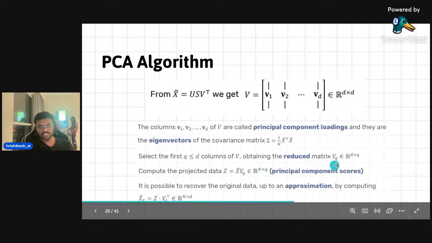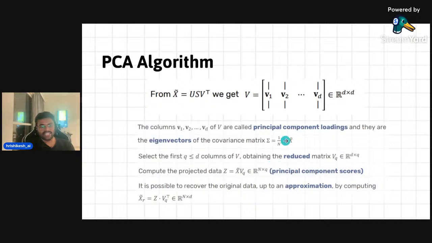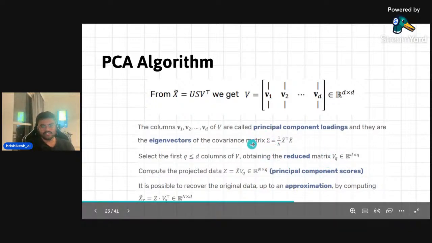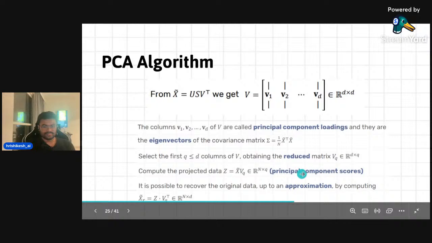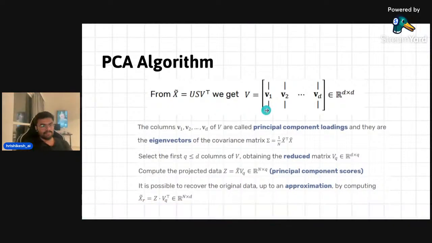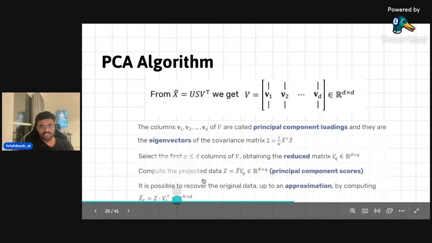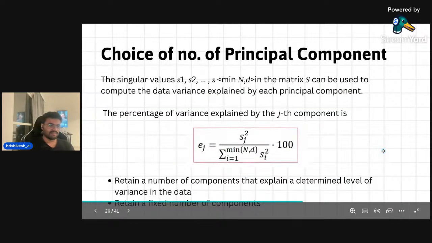So VQ is the reduced matrix that we got after applying the PCA, after calculating the covariance matrix with the eigenvectors. And also you can recover the original data by an approximation, by computing Z dot VQ transpose, where Z is the principal component score. Okay, the higher the score, the more you can retain, or approximate.